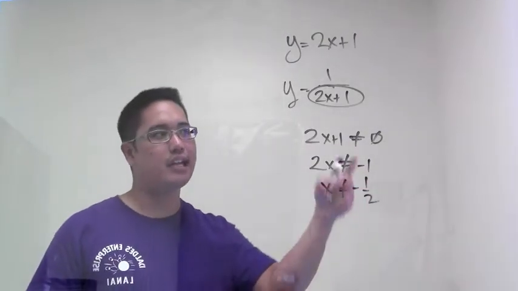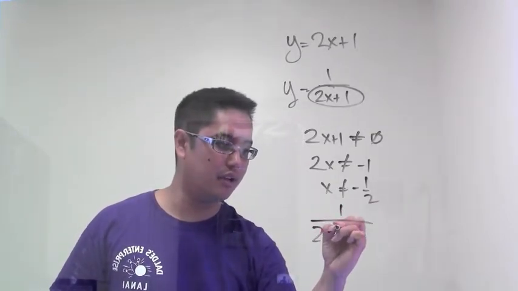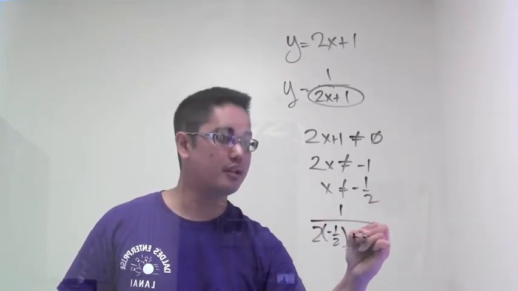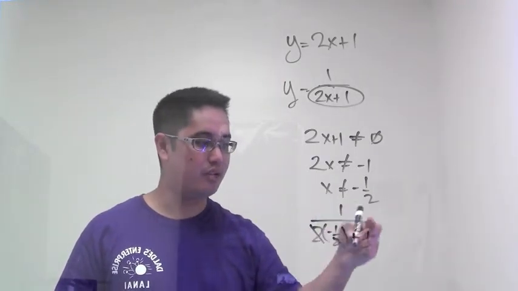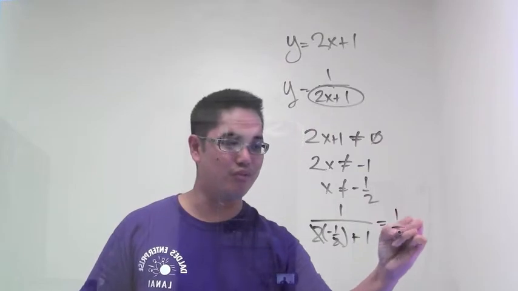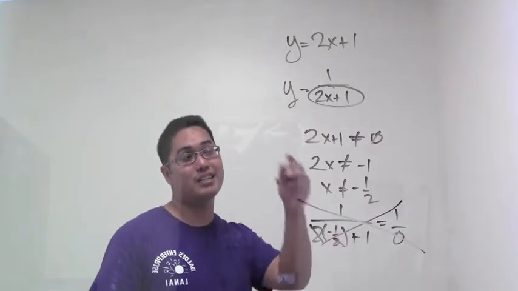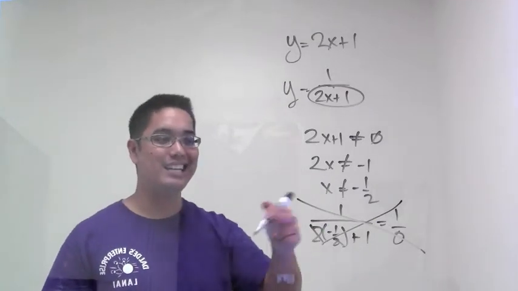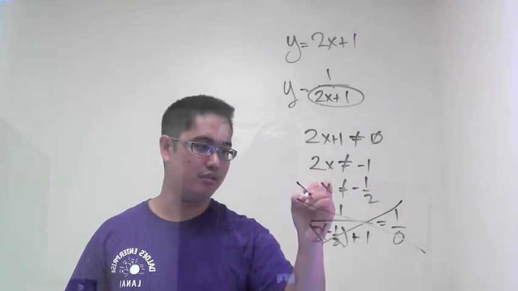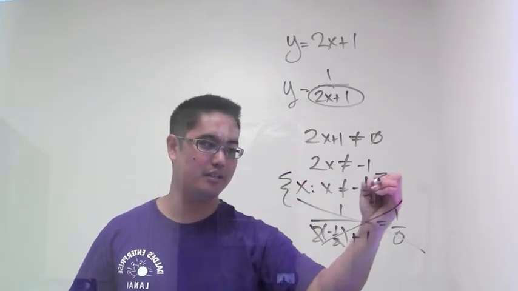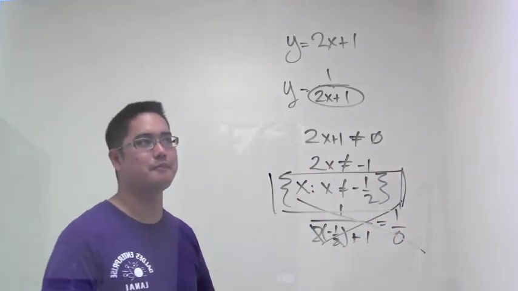Because if I plugged in negative 1/2 into here, I would get 1 over 2 times negative 1/2 plus 1. That 2 times negative 1/2 becomes just negative 1. Negative 1 plus 1 is 0, so I'll have 1 over 0, which is a big problem. So your domain is such that x can be anything except x is not equal to negative 1/2. If you want to write it in set notation, you would probably write it in something like that. And that's my answer, and that's what I'm going with.